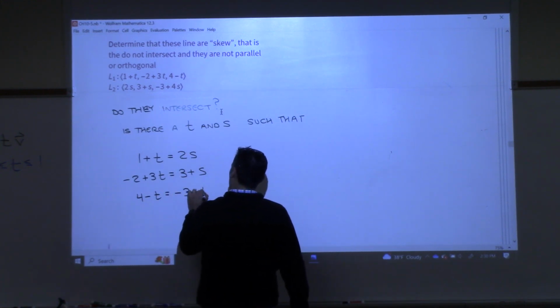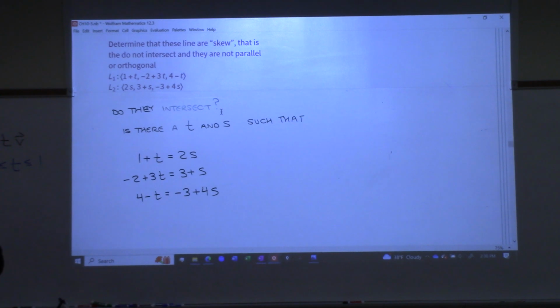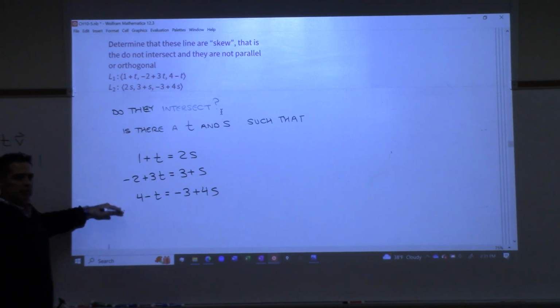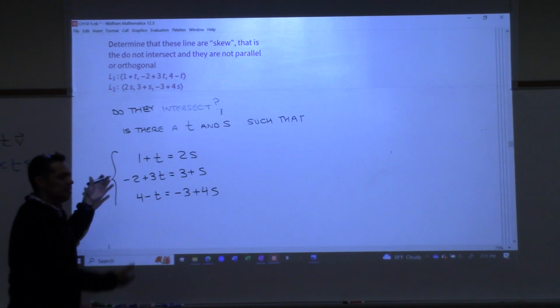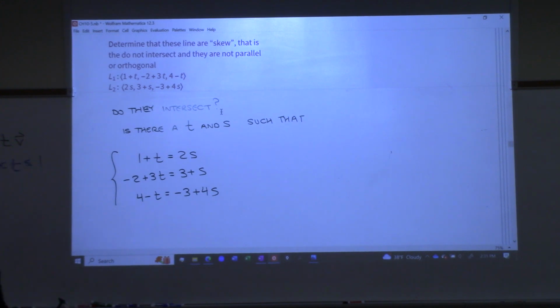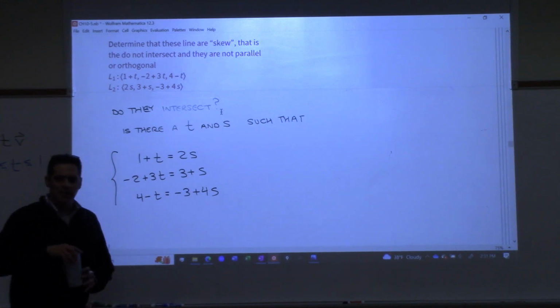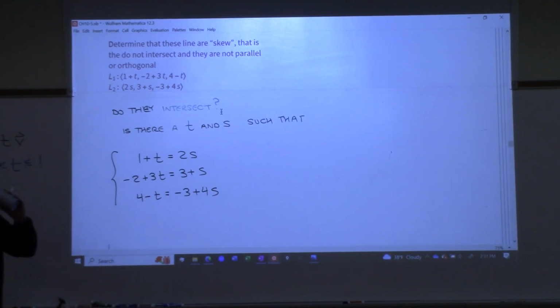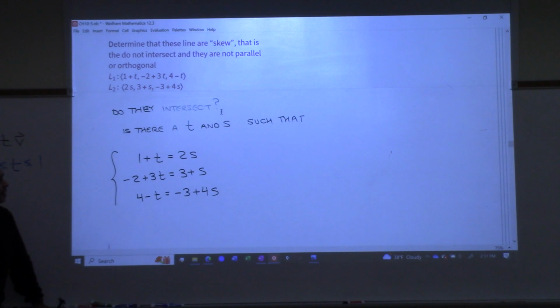Someone have a question? We're trying to figure out, is there a t and an s that are going to make the x's, y's, and z's all match? Right? So we need all three of these to be simultaneously true. So what we have here is a system of equations. We have how many equations? 3. How many unknowns? 2. If you have 3 equations and 2 unknowns, what types of answers can you get? You're going to have a free variable, right? At least one free variable. So we might have more than one answer.